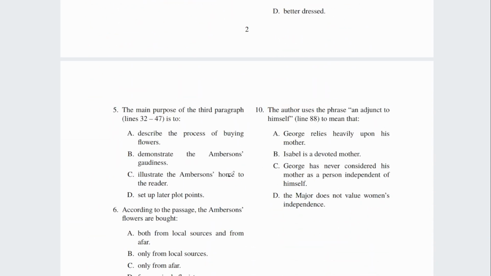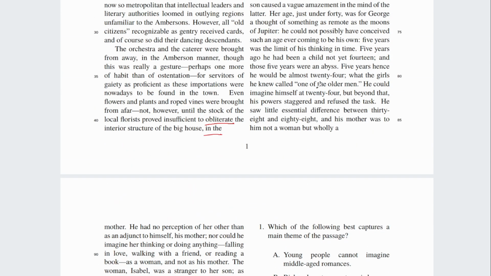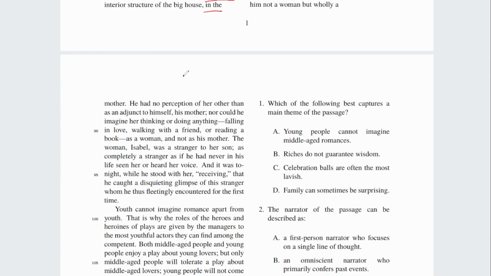Okay, and the other referential question, the purpose of the phrase. The author uses the phrase an adjunct to himself in line 88 to mean that, okay, let's find it. Let's find line 88, which is right here. Here is our line, an adjunct to himself. He had no perception of his mother other than as an adjunct to himself.